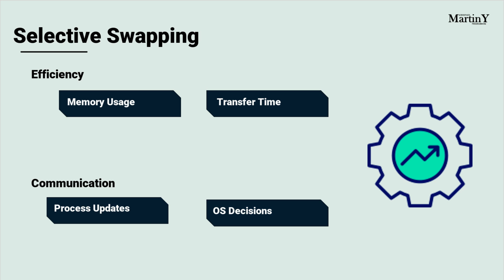Now, swapping can be optimized. Instead of exchanging entire processes, operating systems can focus on swapping parts that are actively being utilized. This selective swapping is more efficient as it minimizes the required transfer time and maximizes memory usage. When processes need to update their memory needs, they must communicate these changes back to the operating system, so the memory manager can make informed decisions about what to swap out and what to keep.